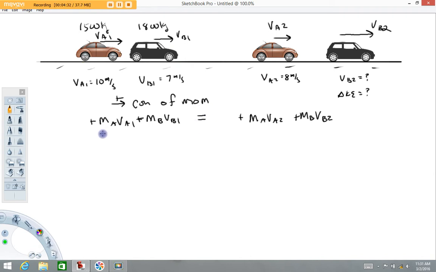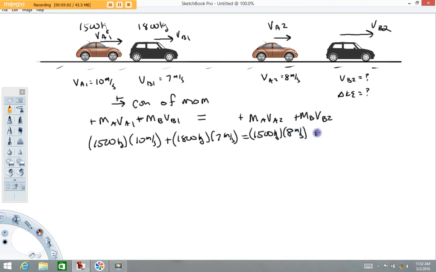Now, numerically, I'm going to go ahead and write this out. This is going to be 1,500 kilograms times 10 meters per second plus 1,800 kilograms times 7 meters per second equals, let's see, car A here, that's going to be 1,500 kilograms times VA2, which in this example is 8 meters per second, plus mass B, 1,800 kilograms, times VB2, which is an unknown quantity here.